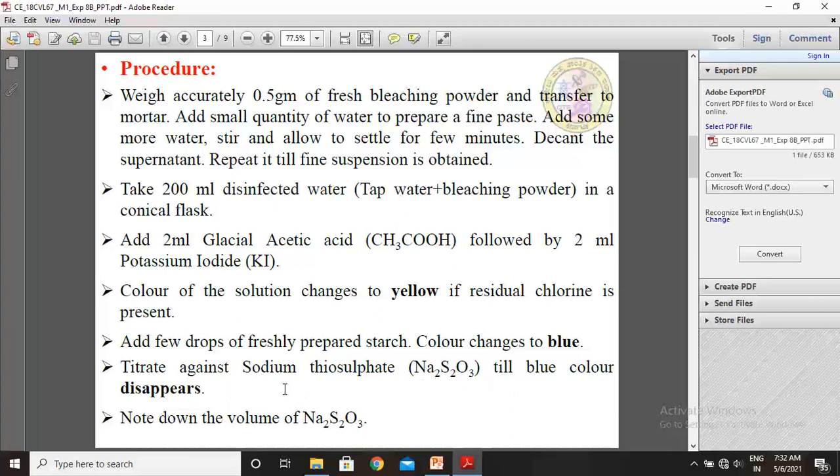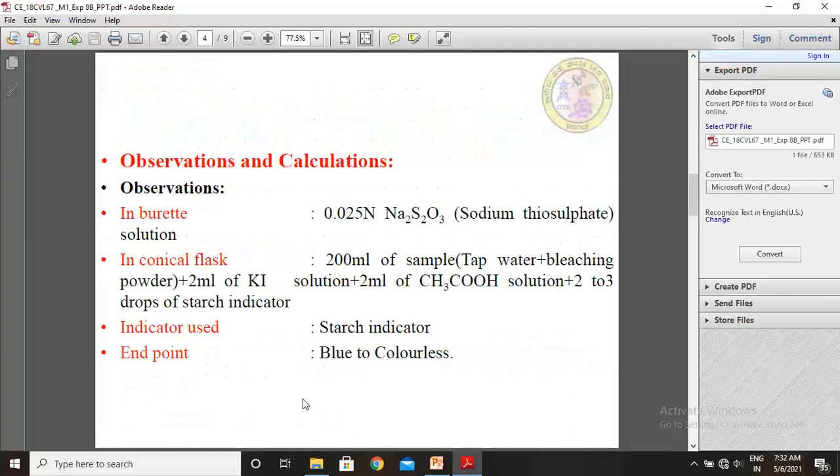Note down the volume of sodium thiosulfate in ml. Next, observations and calculations. How are observations and calculations made? Let us see. Observations. In the burette, 0.025 normality sodium thiosulfate solution is filled.